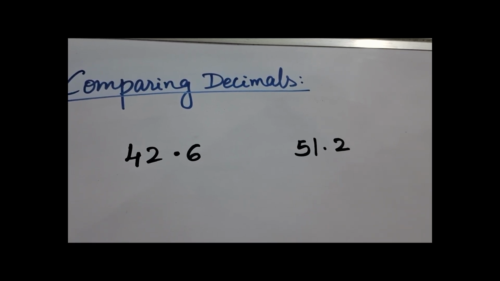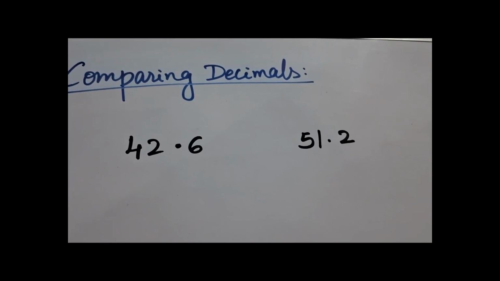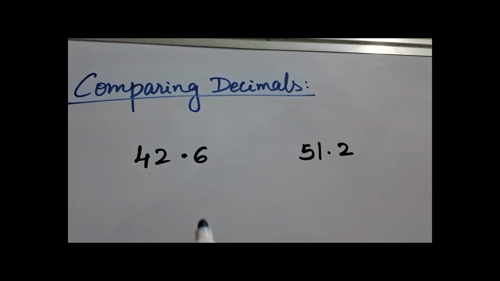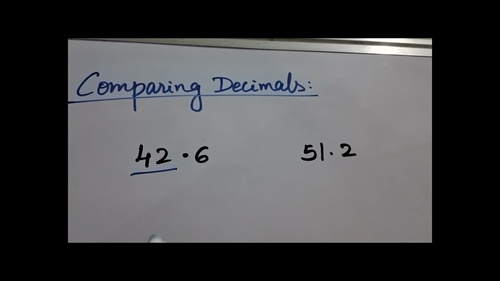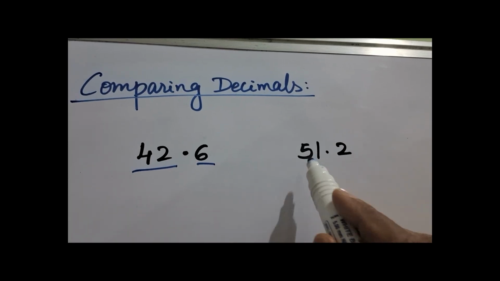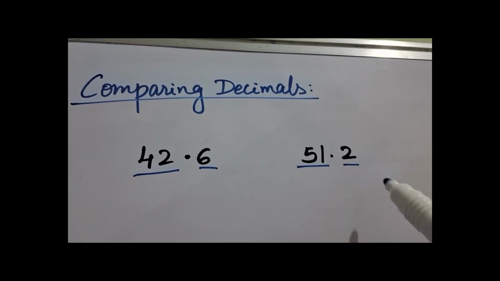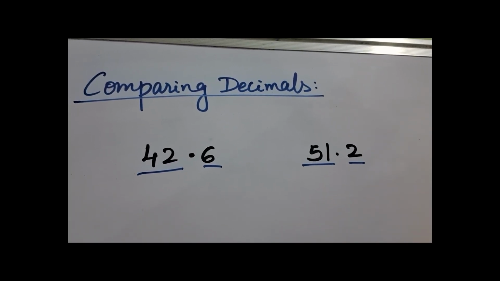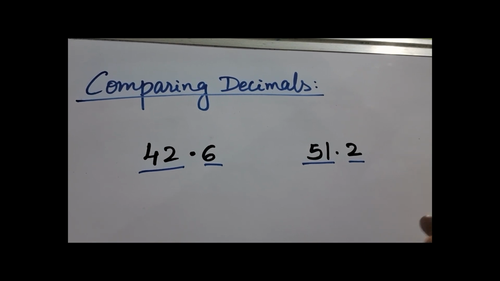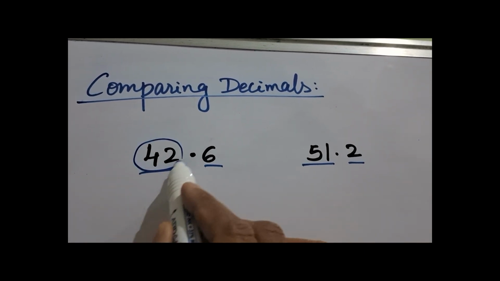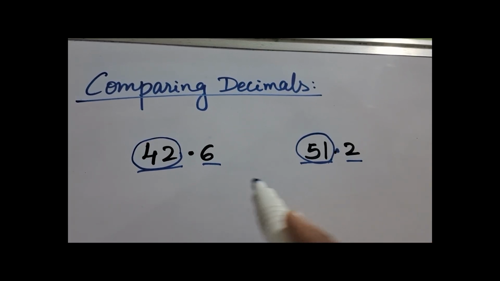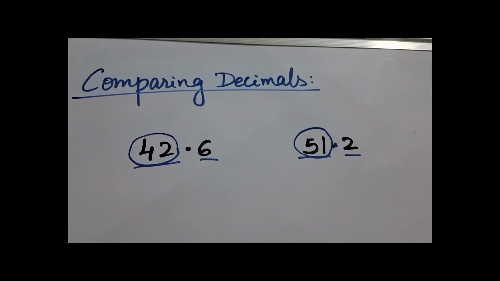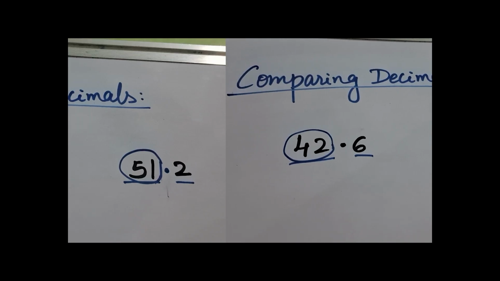42.6 and 51.2. Okay. So here in the decimals we know that this is a whole part and this is the decimal part, and this is the whole part and this is the decimal part. So first we need to compare the whole part, the numbers which are on the left side of the decimal point.